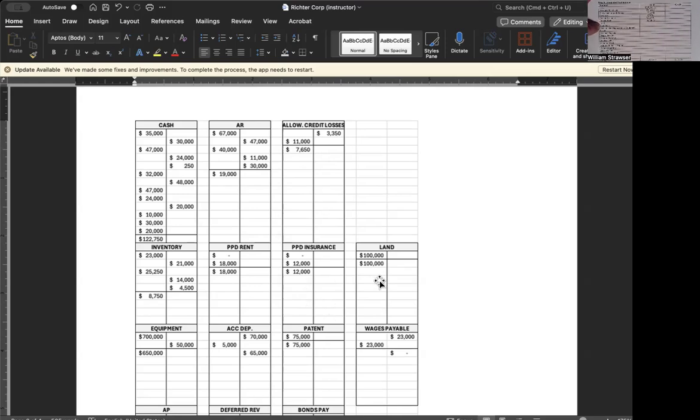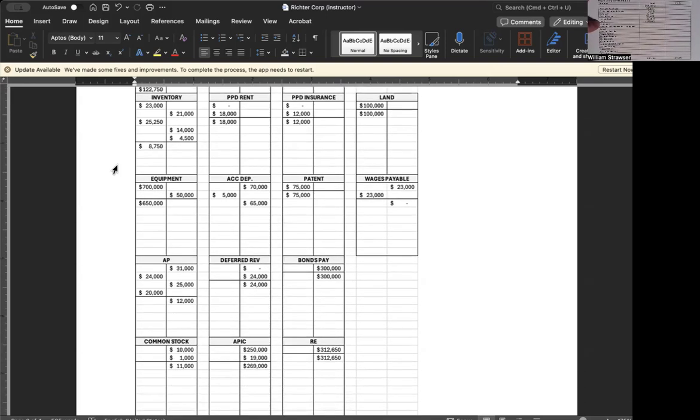Land, 100,000. Nothing happened to it. It started at a $100,000 balance. We didn't buy or sell any land, so it stayed at a 100,000 balance. That equipment, we sold some, so it came down to 650 after that sale. Accumulated depreciation came down to 65 after that sale. The patent still at 75,000. Nothing happened to it during the period.